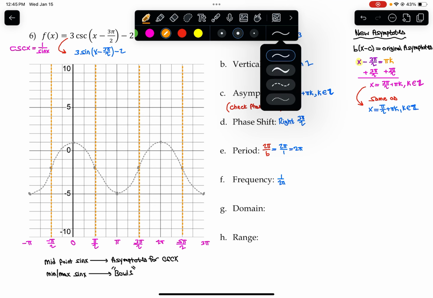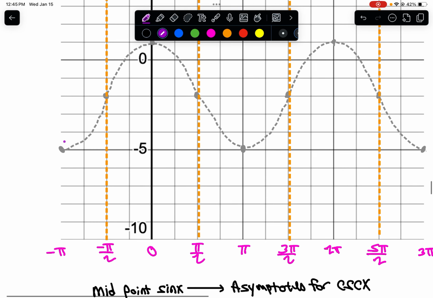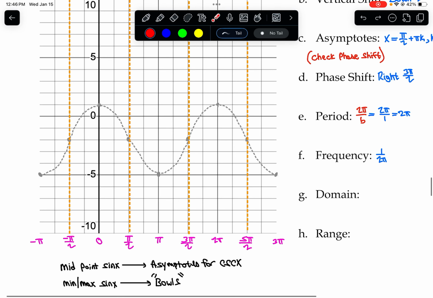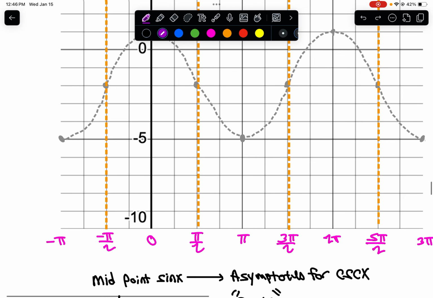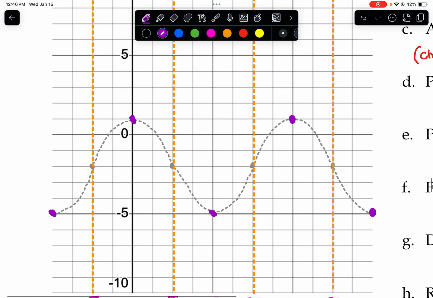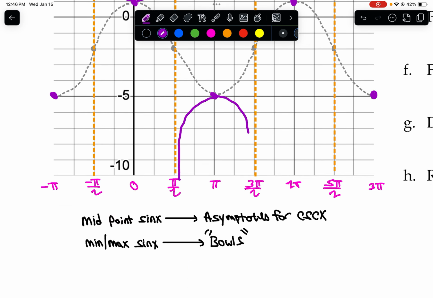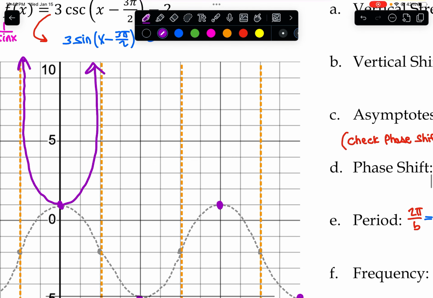All right. So now the next important part is anytime we have those minimums and maximums on our sine graph, at this minimum, this maximum, this minimum, this maximum, this minimum, these are going to be where your bowls are. So I'm going to put some points on all those values. All right, and then this is where your bowls are going to happen. So I'm going to have a bowl pass through right here and look like this. Then I'm going to have another bowl pass through and look like this. Then we're going to have another bowl over here that looks like this.